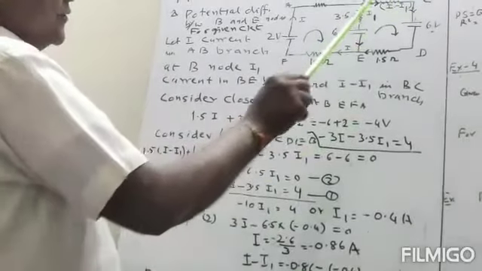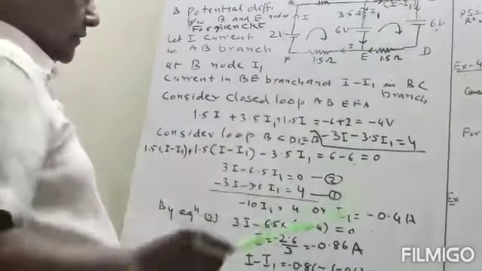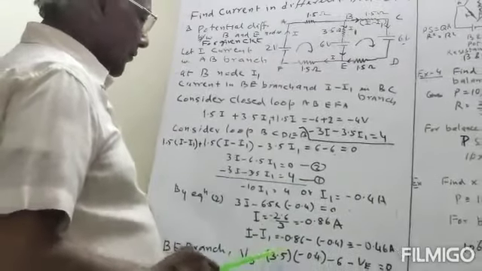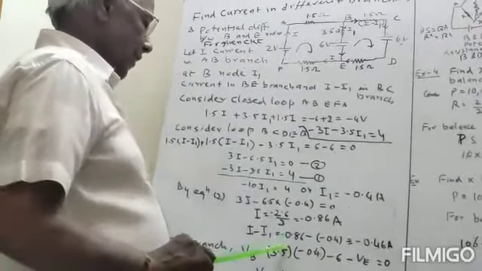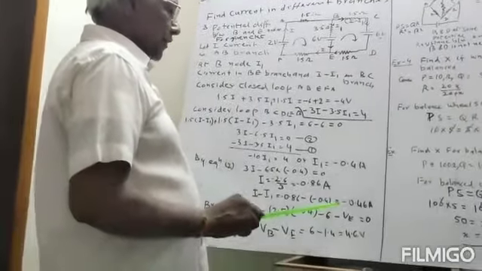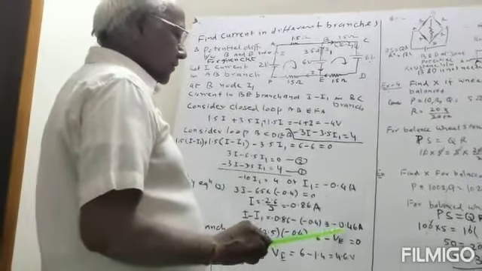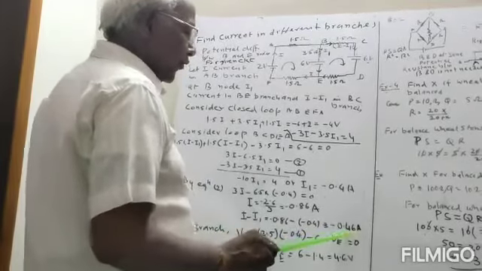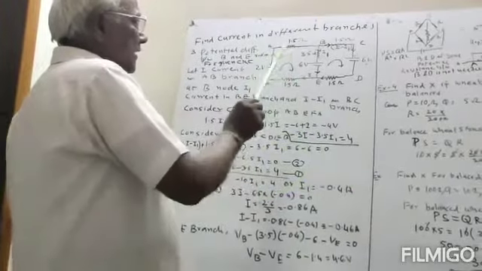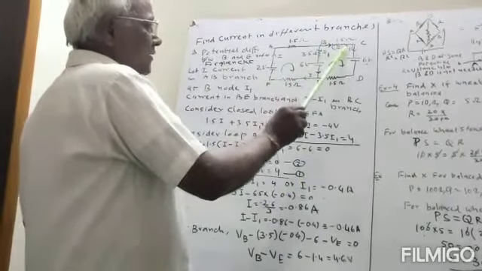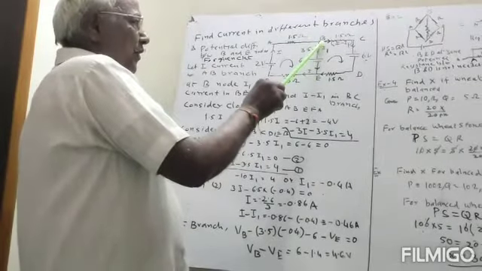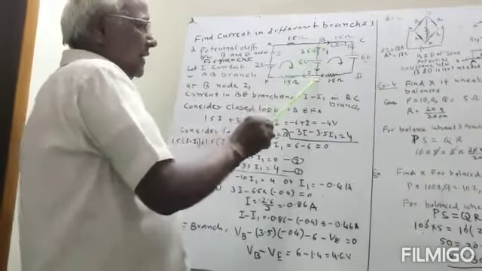Now in this branch it will be equal to I minus I1. So we substitute the value of I and I1. Then I minus I1 will be equal to minus 8.6 minus of minus 0.4, which will be equal to minus 0.46 ampere. So in this way we have calculated current in this branch, current in this branch, and current in this branch. Now we have to find the potential difference between B and E.